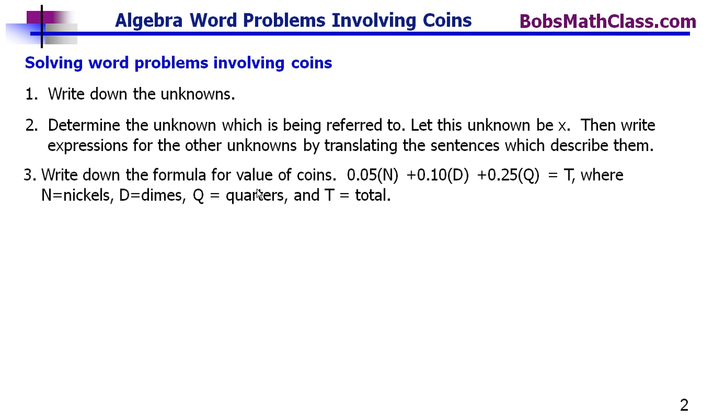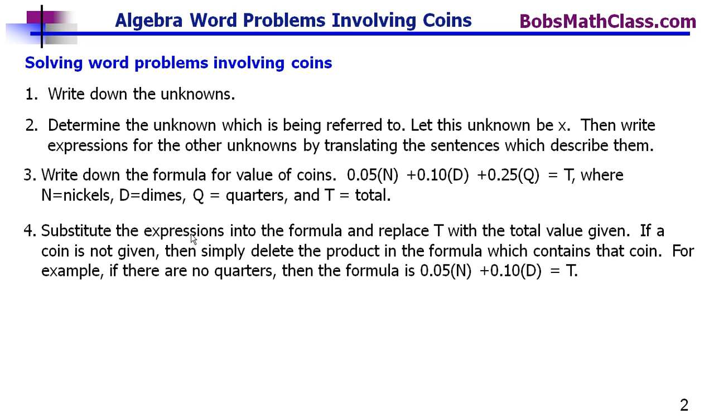Number 3, write down the formula for the value of coins. A nickel is 5 cents, so 0.05, not 5, but 0.05, and not 0.5, times n, plus 0.10 times d, plus 0.25 times q, is equal to t. N is nickels, d is dimes, q is quarters, and t is the total. This is our equation that we're going to use for nickels, dimes, and quarters.